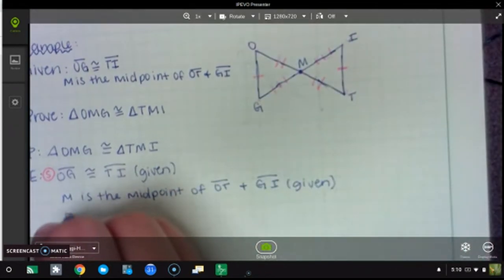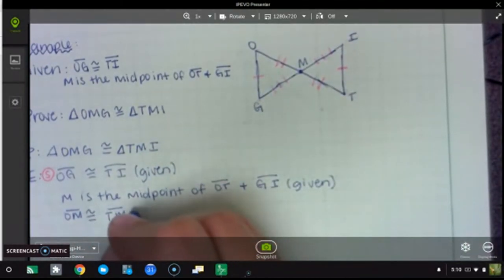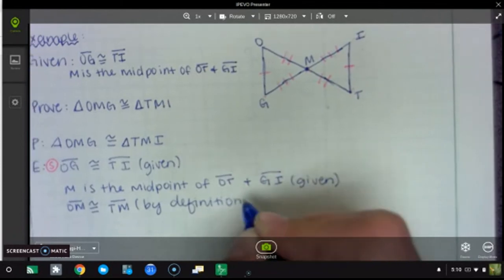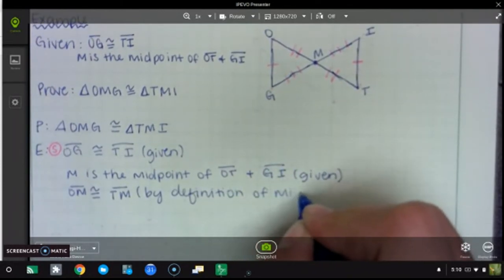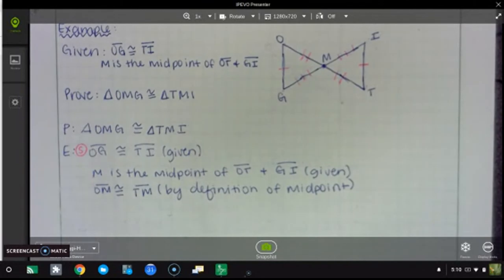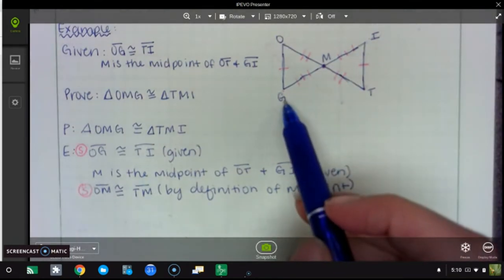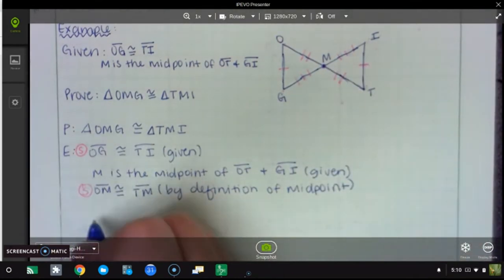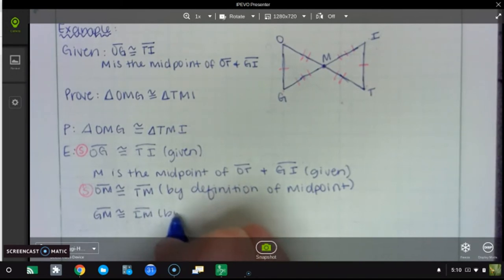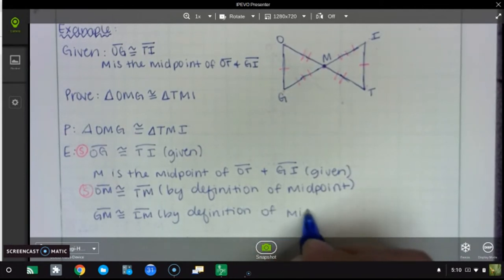We said OM is congruent to TM, and this was by definition of midpoint. We also know that that was one of my sides, so I'm going to put an S here. That was 2 of my 3 sides. My next side that I already identified was GM was congruent to IM by definition of midpoint. So let me write that one down. GM is congruent to IM by definition of midpoint.